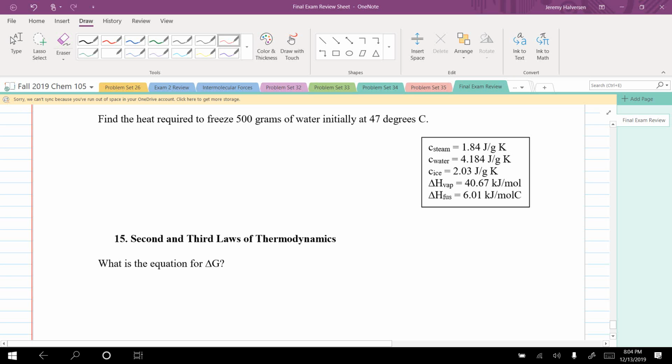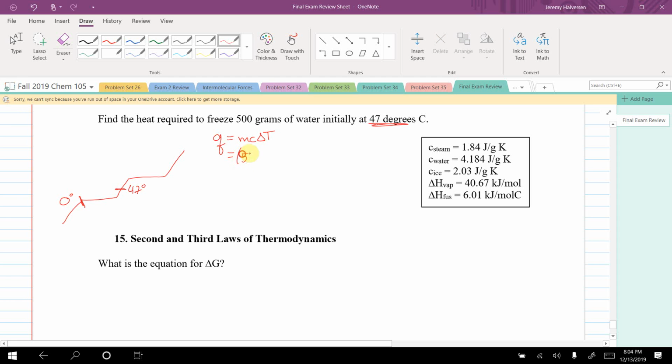Find the heat required to freeze 500 grams of water that's 47 degrees. So we're starting as water that's 47 degrees, and we want to freeze it. So how many Qs are we going to have? 2. Oh, my bad. We want to freeze it. Okay, so we're going to have a Q that's going to cool it down. So what's that equation going to be? You guys make me so proud. And then we're going to have a Q. That wasn't sarcastic. It just came off that way.